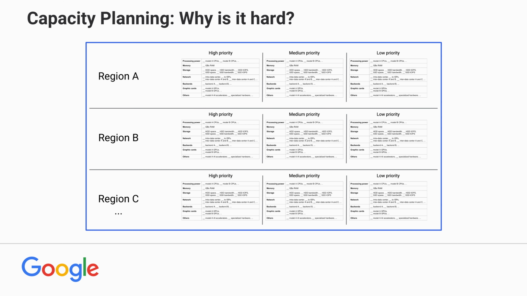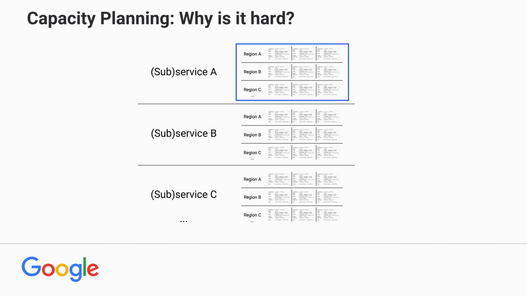A service can consist of several subservices, the capacity for each of which needs to be planned for separately. Let's factor that in by replicating this table, let's say 3 times, 1 per subservice. That would multiply, again, the number of values that need to be defined.